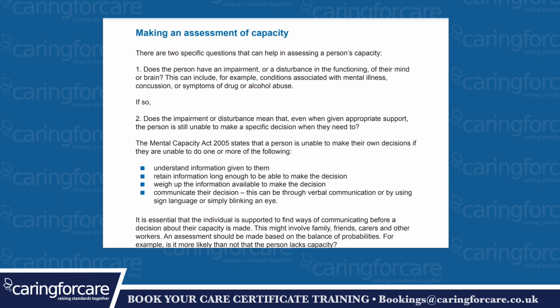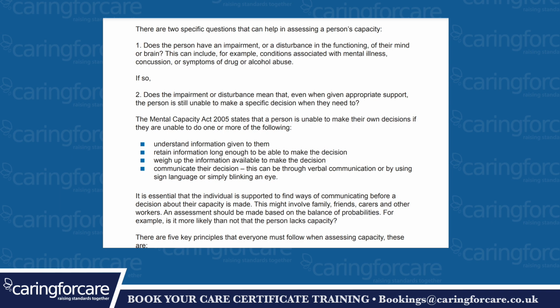Making an assessment of capacity. There are two specific questions that can help in assessing a person's capacity. 1. Does the person have an impairment or disturbance in the functioning of their mind or brain? This can include, for example, conditions associated with mental illness, concussion, or symptoms of drug and alcohol abuse. 2. If so, does the impairment or disturbance mean that even when given appropriate support, the person is still unable to make a specific decision when they need to?